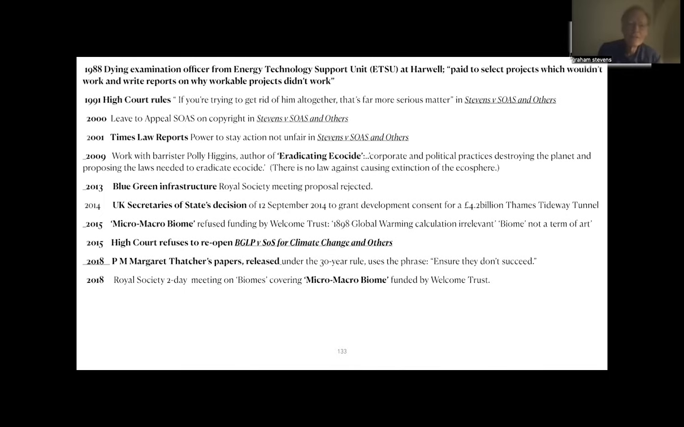For various reasons. But I still have leave to appeal against SOAS on copyright, and the other project as well, the Islamic Priory. There are two projects. But as the Times Law Report states, the judge ruled that the power to stay the action was not unfair, until I paid all the costs into court of the previous action. I had already paid 5,000 into court.